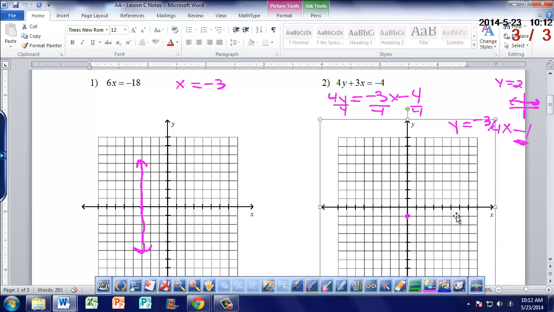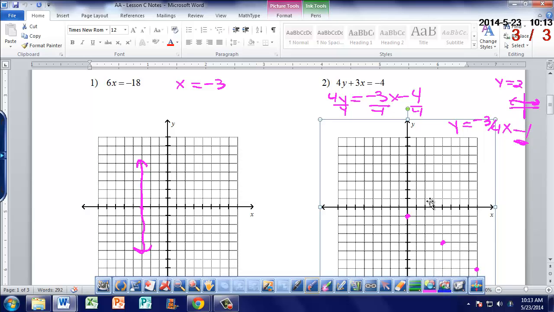From that point, I'm going to move my slope, rise over run. So the -3 is our rise. If it's negative, that means it's falling, so it's going to go down 3, 1, 2, 3. It's over +4, so I'm going to go right 4, 1, 2, 3, 4. I'd like you to have 3 or 4 points, so I can do that again. Down 3, over 4.